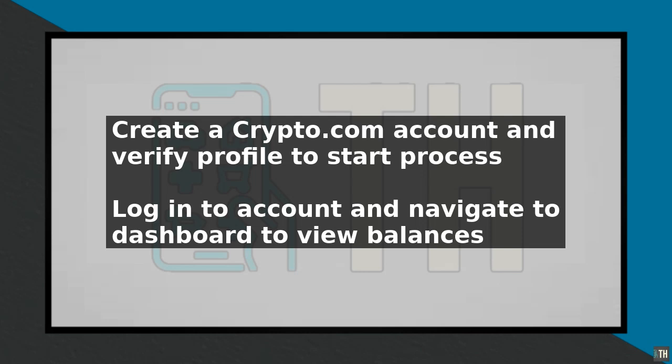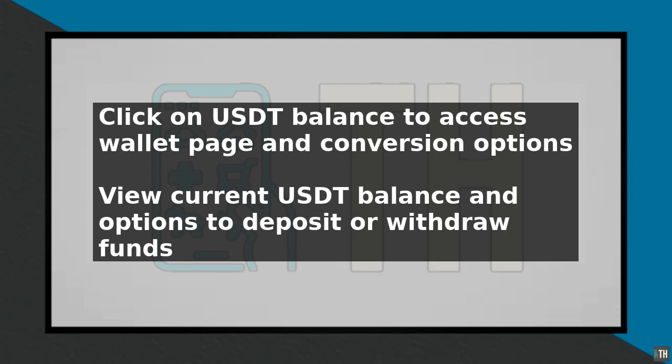First, log into your Crypto.com account using your email and password. Once you are logged in, navigate to the dashboard and click on the Account Balance section. Here, you will see a list of all the cryptocurrencies you hold, including USDT. Next, click on the USDT balance to go to the USDT wallet page.